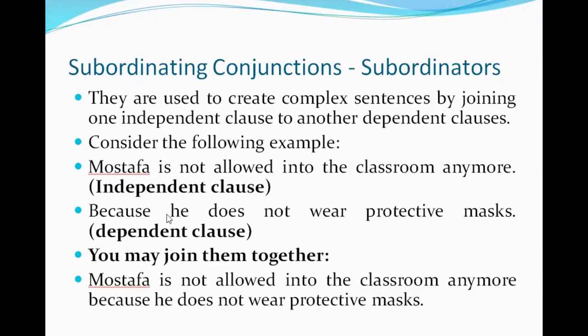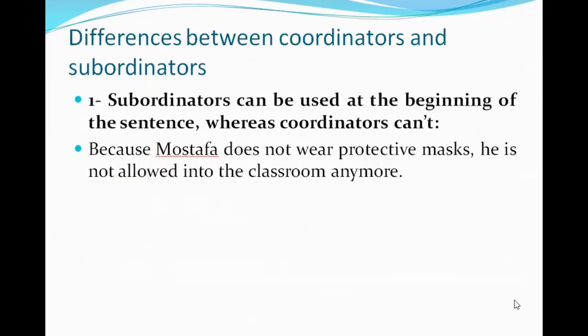But look at this one. Because he doesn't wear protective masks. So this is a dependent clause. It cannot stand alone. It needs another clause to explain it. You can simply join them together. Mustafa is not allowed into the classroom anymore because he doesn't wear protective masks. And now you have a complex sentence. So this is a complex sentence because it has one dependent clause plus one independent clause. You have a subordinator in the middle. So it's actually a complex sentence, as we said before.